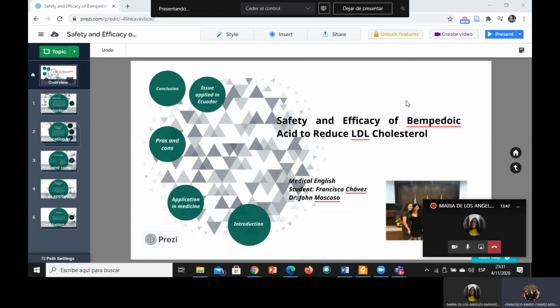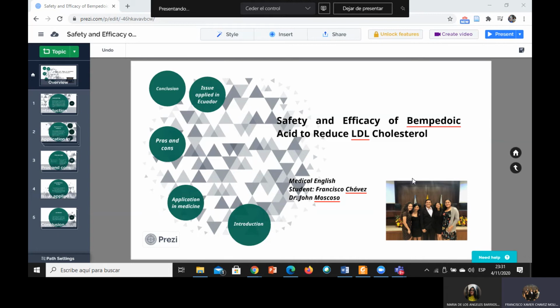Good morning. I am Francisco Chavez, and today I'm going to talk about safety and efficacy of bempedoic acid to reduce LDL cholesterol.